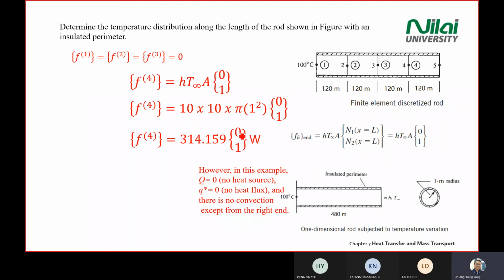So why do you have two terms here? Because for element 4 you have nodes 4 and 5. This refers to node 4, and this refers to node 5. So this one refers to this one, and this one refers to this one. Like a matrix, like what you learned in chapter 3 for displacement.